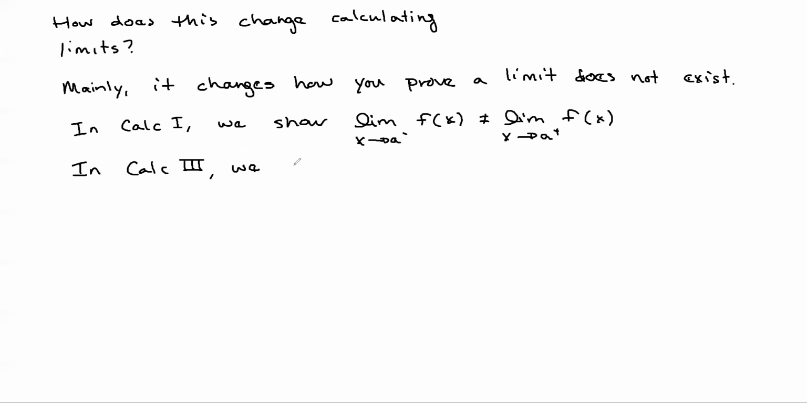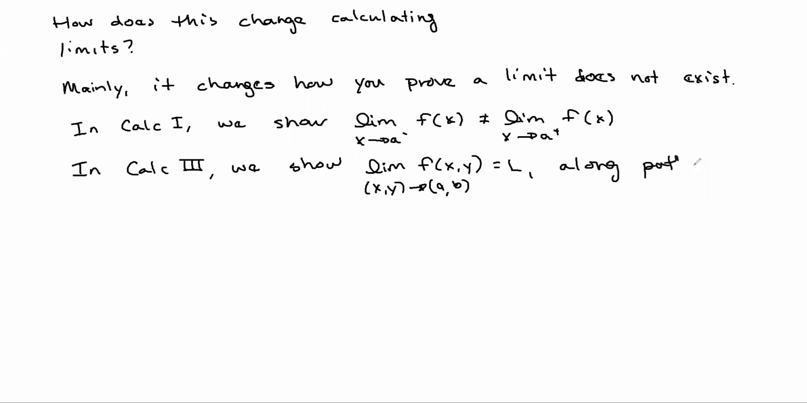So what do we do? We still are going to try and get two different limits. What we do is we show that the limit as XY approaches AB of f of XY equals L1 along path C1, and the limit as XY approaches AB of f of XY equals L2 along path C2.